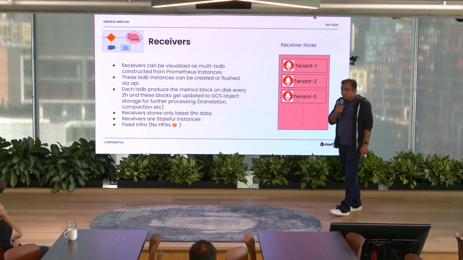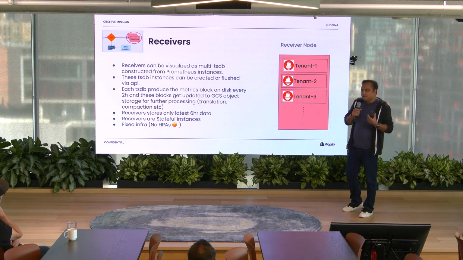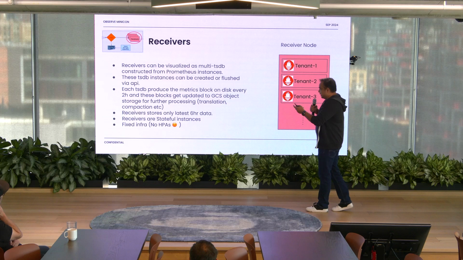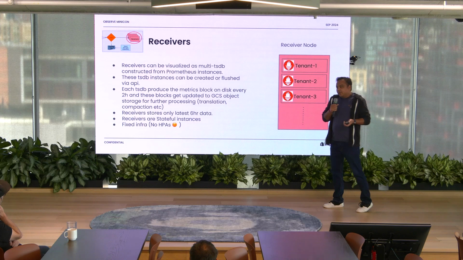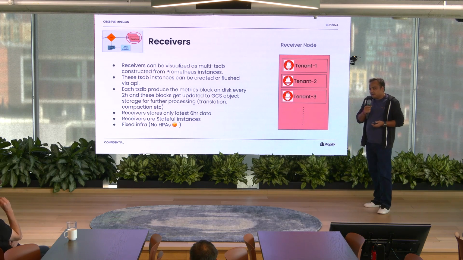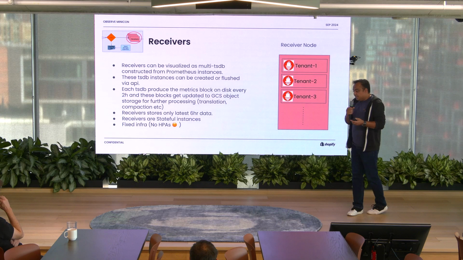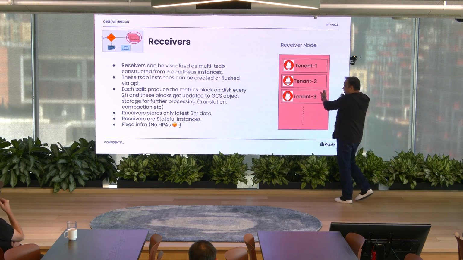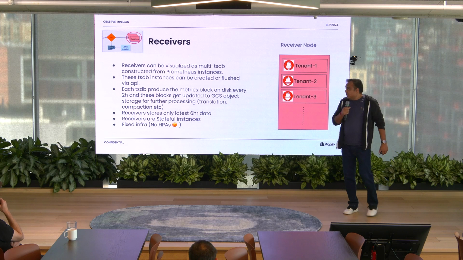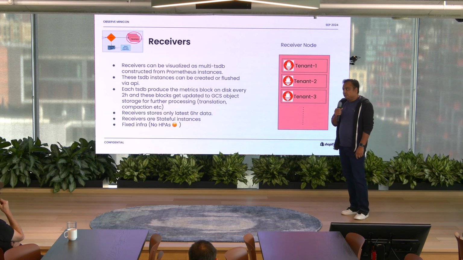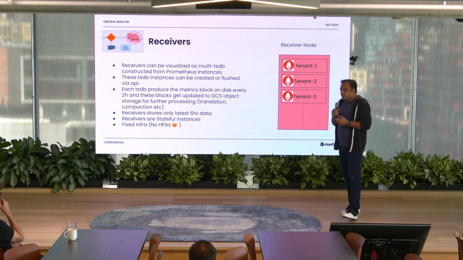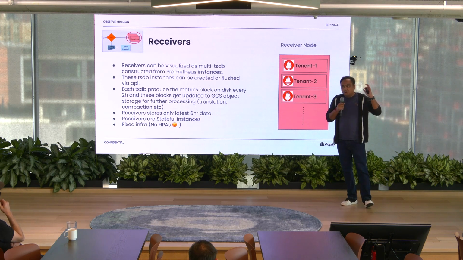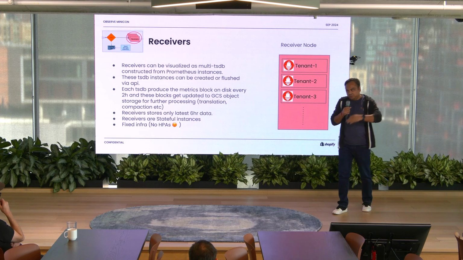The receiver is one of the most important components in our metrics ingestion pipeline. You can visualize it like a multi-TSDB. When I say multi-TSDB, one receiver can host multiple tenants. And these tenants are nothing but Prometheus booted up in memory. Each of these Prometheus, by default, is configured to produce a block every 2 hours. In our case, we are doing every 1 hour. That means Prometheus holds the metrics for 2 hours in memory. There is nothing on the disk. It will produce a block on the disk after 2 hours.